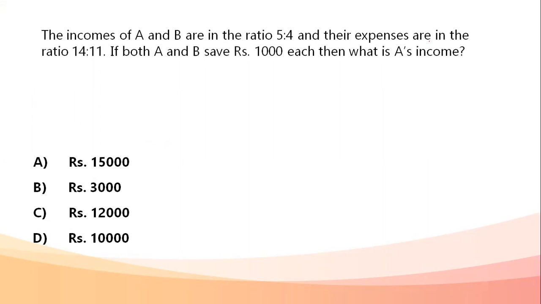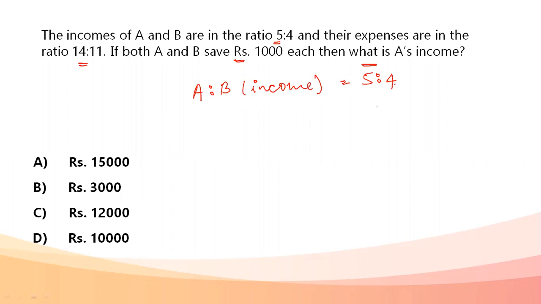First question. Incomes of A and B are in the ratio of 5 is to 4. Expenses are in the ratio of 14 is to 11. If both A and B save rupees 1000 each, then what is A's income? Okay, easy question based on ratios they have given us. First, they have given us ratio of A is to B, and if we talk about the income, it's 5 is to 4. First ratio given to us, income 5 is to 4.